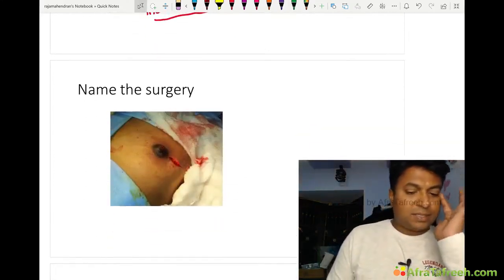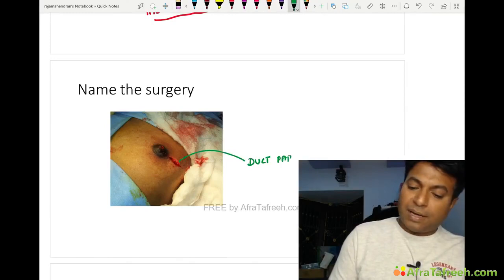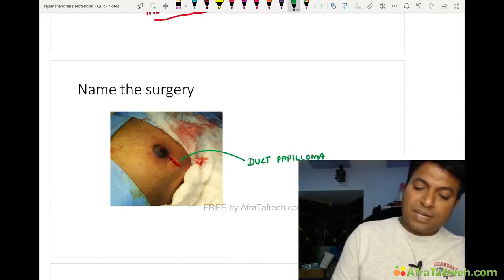And what is this surgery known as? What is this surgery? It is done for duct papilloma or duct ectasia. There is one surgery done.